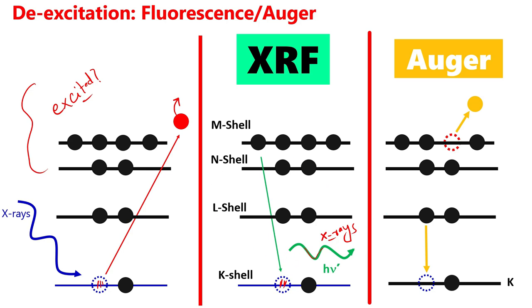Now there is also a possibility that this vacancy is filled by another shell electron, but instead of a photon, there is an ejection of an outer shell electron, and that process is basically called Auger.